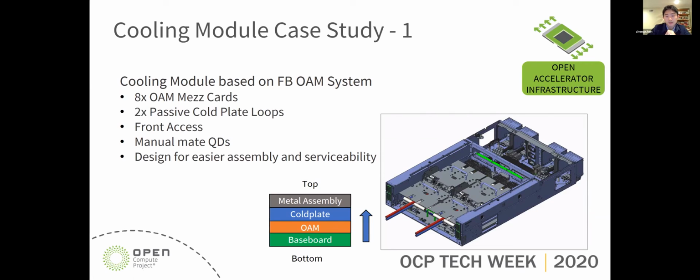If you look deeper into the details of the cold plate assembly, you will see that from top to bottom, it has a metal assembly, a cold plate, OAM, and baseboard. The metal assembly here is used to assist the serviceability of the cold plates. We're trying to design something that one technician alone will be able to handle in the data center environment within a reasonable time window.